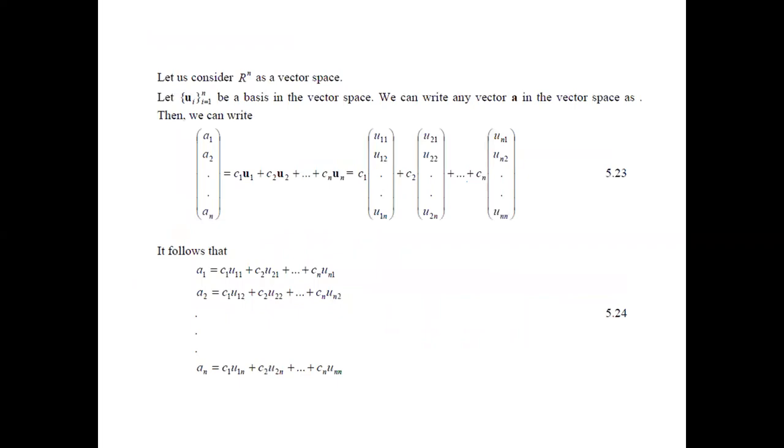So let us consider Rⁿ as a vector space. Let ui, for i equals 1 to n, be a basis in the vector space. We can write any vector a in the vector space, (a1, a2, up to an), as c1u1 + c2u2 up to + cnun. Now, u1 has components u11, u12, u13, and so on. You're going to write c1 and all the components vertically, plus c2, all the components of u2 vertically, up to plus cn, un1 up to unn.